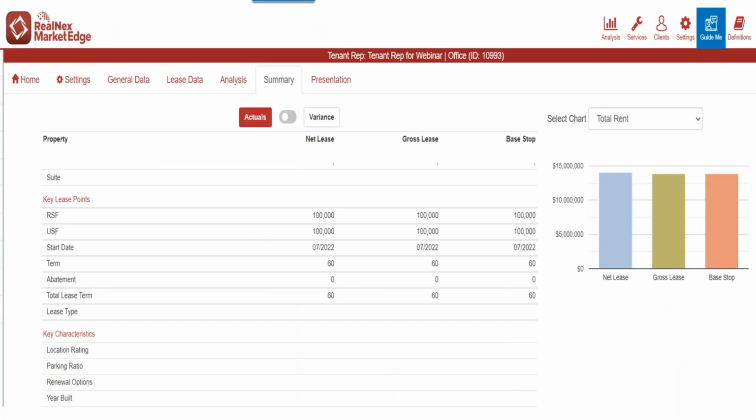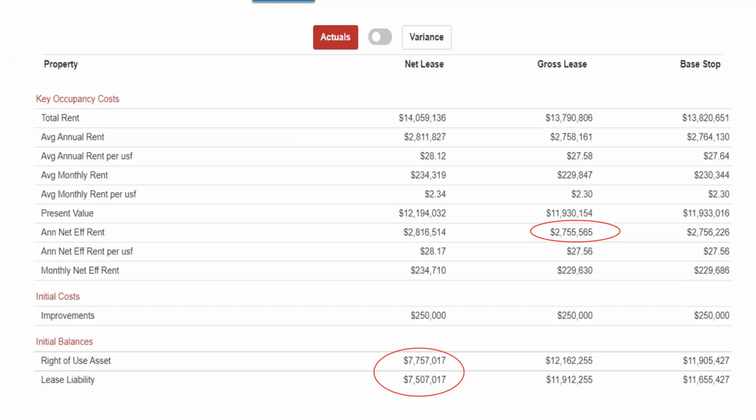So the total rent doesn't look too different. You see on the far right there, the graph, the total rent, after we take all the expenses and reimbursements and all that into consideration, doesn't look too much different. We go to the next slide, which I think is probably the most interesting.